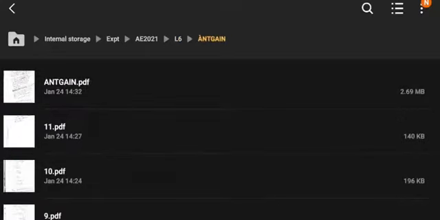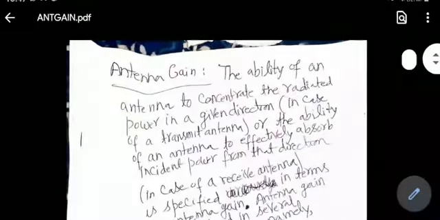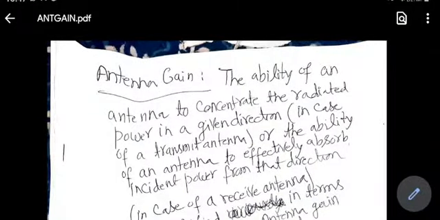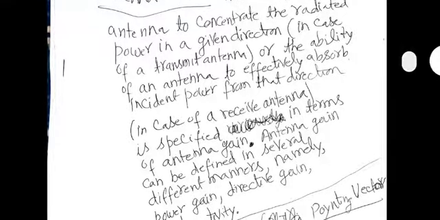Antenna gain, the biggest parameter that people worry about when looking at an antenna. The ability of an antenna to concentrate the radiated power in a given direction, in the case of a transmit antenna, or the ability of an antenna to effectively absorb incident power from that direction, if the antenna is a receive antenna. Both are specified in terms of antenna gain. The same antenna will have the same gain whether it is being used in transmit mode or receive.